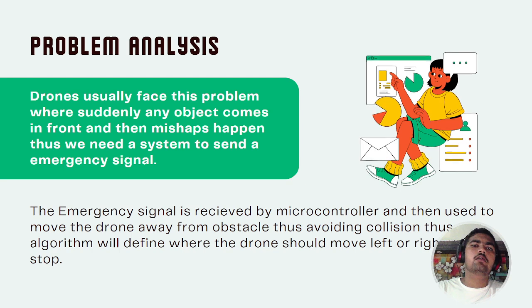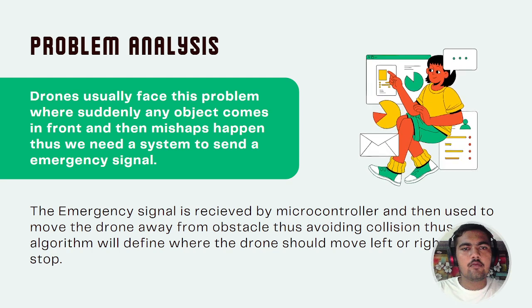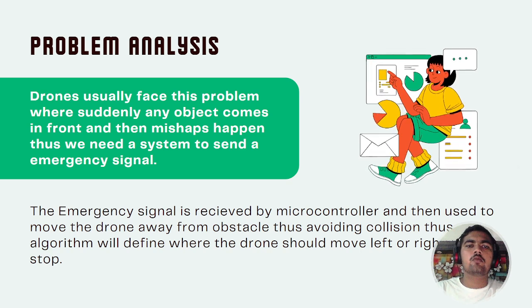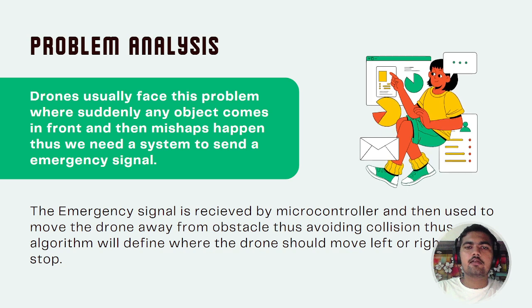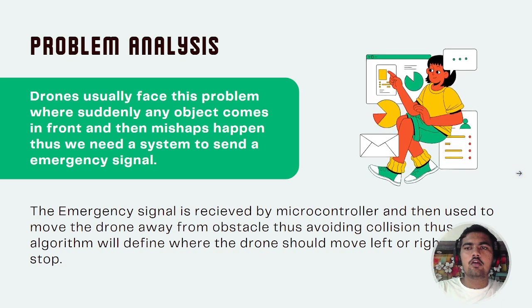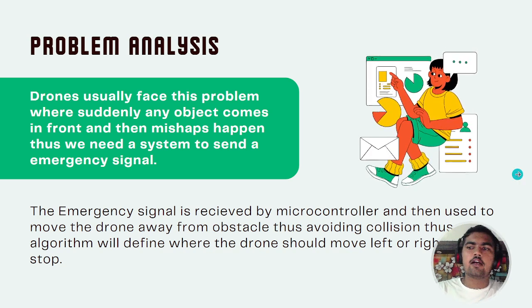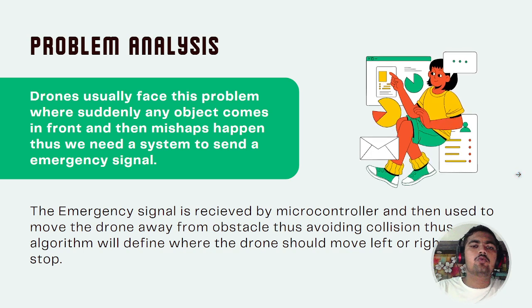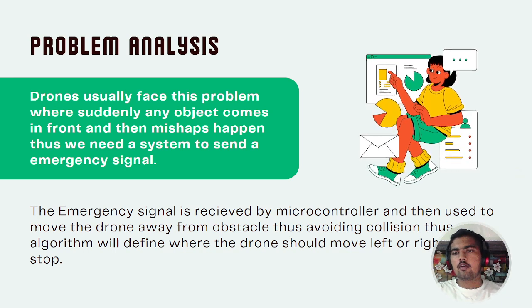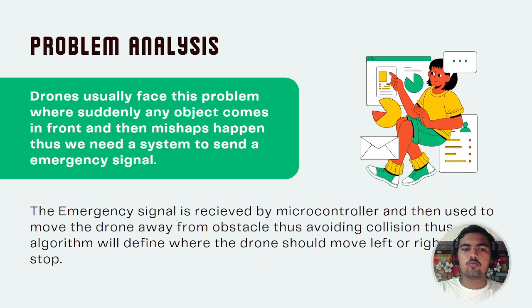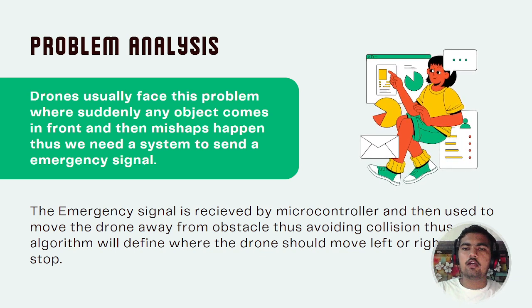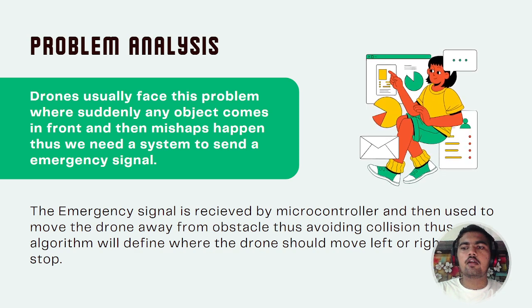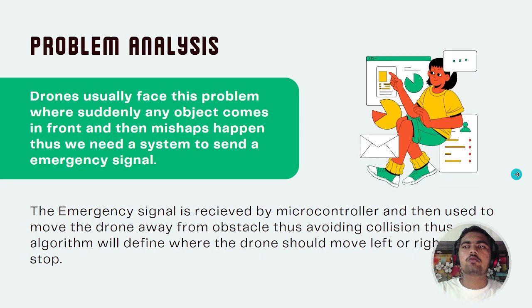So, analysis. Drones usually face this problem where suddenly any object comes in the front and anything can happen to the drone. We need a system to send an emergency signal to the drone to either stop, to turn right, to turn left, or to adjust itself to change the path. The emergency signal is received by the microcontroller, and then it is used to move the drone away from the obstacle and avoid collision. Thus, our algorithm will define where the drone should move, either left, right, or it will stop the drone.